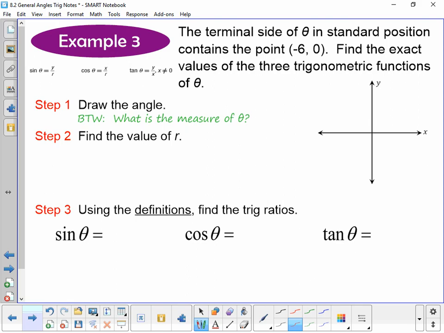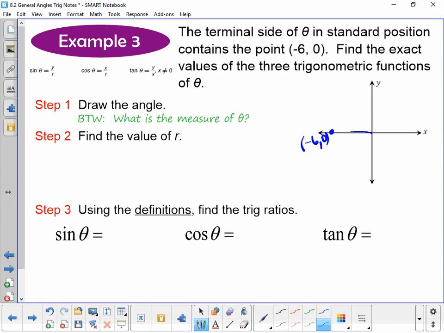Well, I want to look at a couple of special angles now. I don't want you to panic if you have a hard time with these next two. We're looking at some very theoretical math here, and so I wanted to look at these two special cases, but don't panic too much about this if this seems difficult, because it is a difficult concept. So the terminal side of theta this time is going to contain the point (negative 6, 0). Here's the point (negative 6, 0).